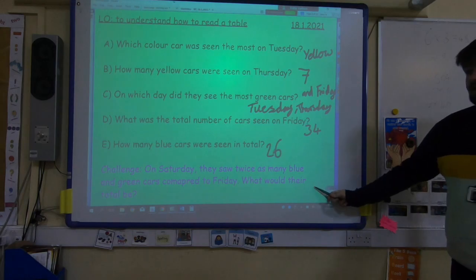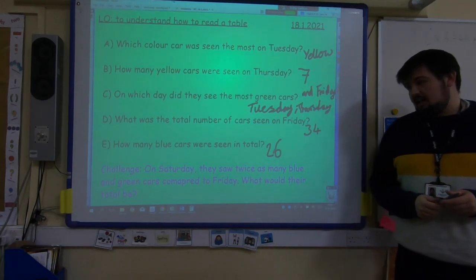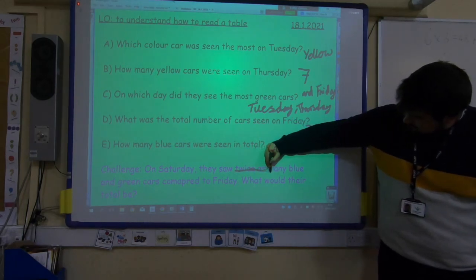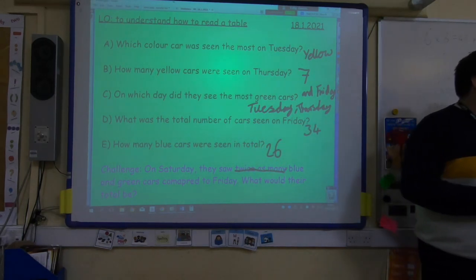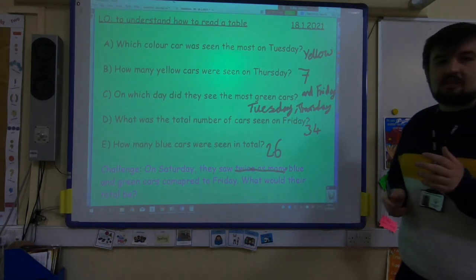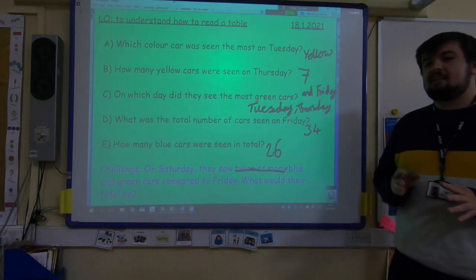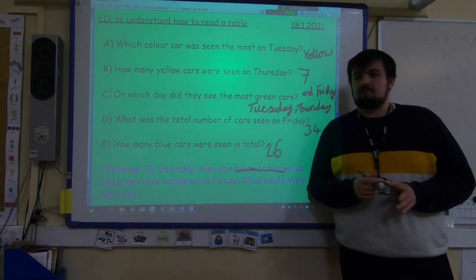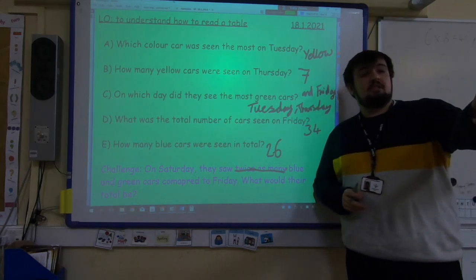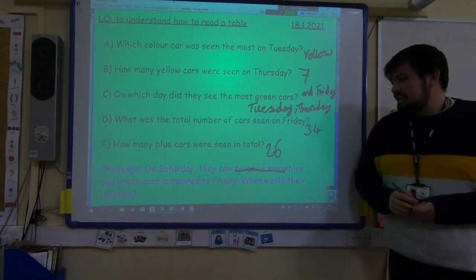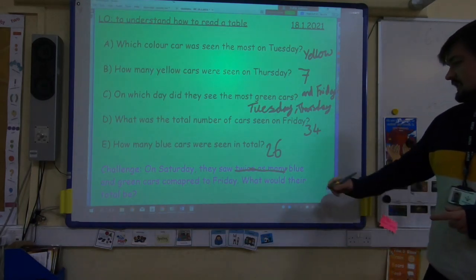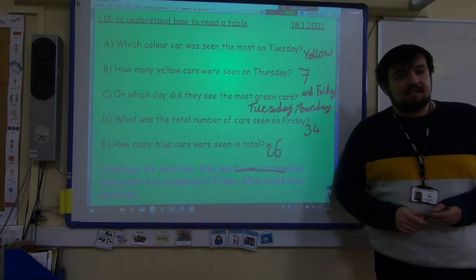Now this question, the challenge, we found this hard in class because of this thing here. Twice as many. It would help if I could underline this. Twice as many. What does twice as many mean again? Daisy? It means double. Yeah, it means to either double or times by what? Lily? Times by 2. And it says on Saturday they saw twice as many, so double or 2 times as many, blue and green cars compared to Friday.